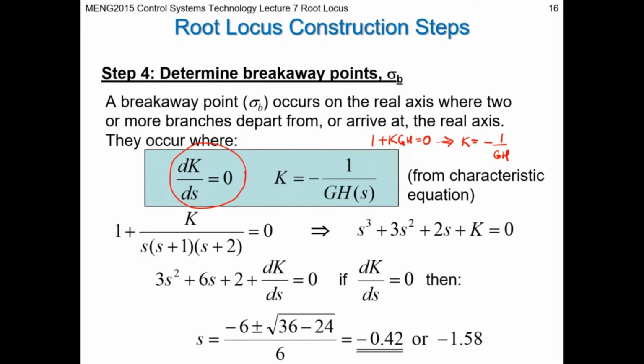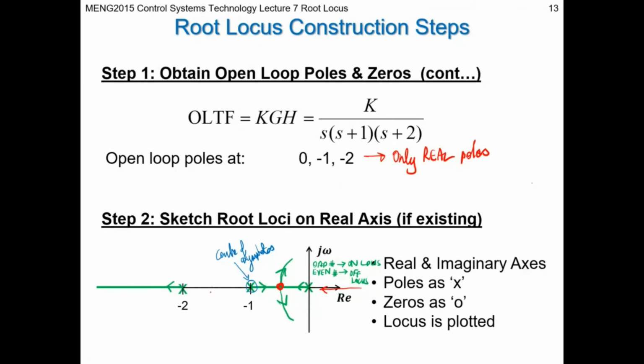Then we could just use our quadratic root equation to get the 2 values of s. One is minus 0.42, the other is minus 1.58. Minus 0.42, so this one is on the locus, but minus 1.58, that one is here somewhere, so it's off the locus. So that is not a good result, but this one tells us where our breakout point is.